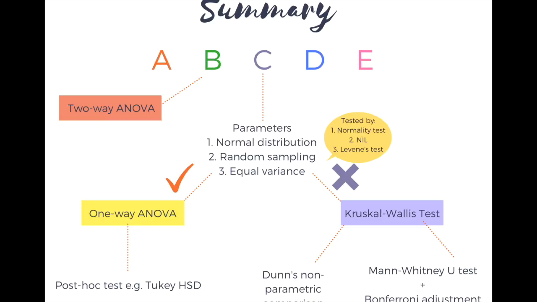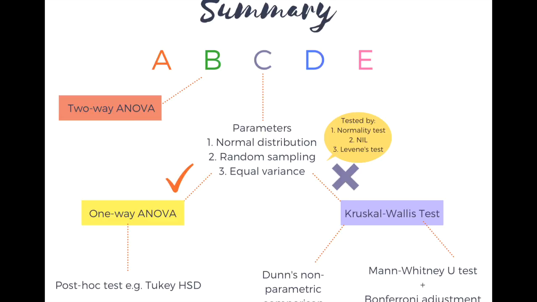Okay, so in summary, this is what we have covered. So if we have different groups A, B, C, D, and E, right? How can we analyze and compare the means, right? So we can use a few things. The first one we can use is the two-way ANOVA in the red box, okay? If there are two independent categorical variables.